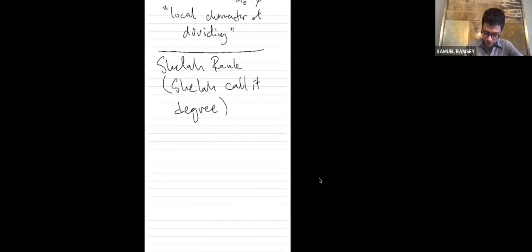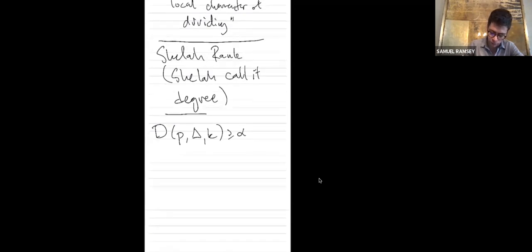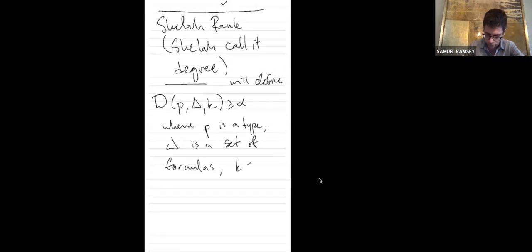All right, so we're going to define D(p, Delta, k) greater than or equal to alpha by induction on alpha. So we will define D(p, Delta, k) greater than or equal to alpha, where p is a type, possibly partial, Delta is a set of formulas, and k is a number less than omega.